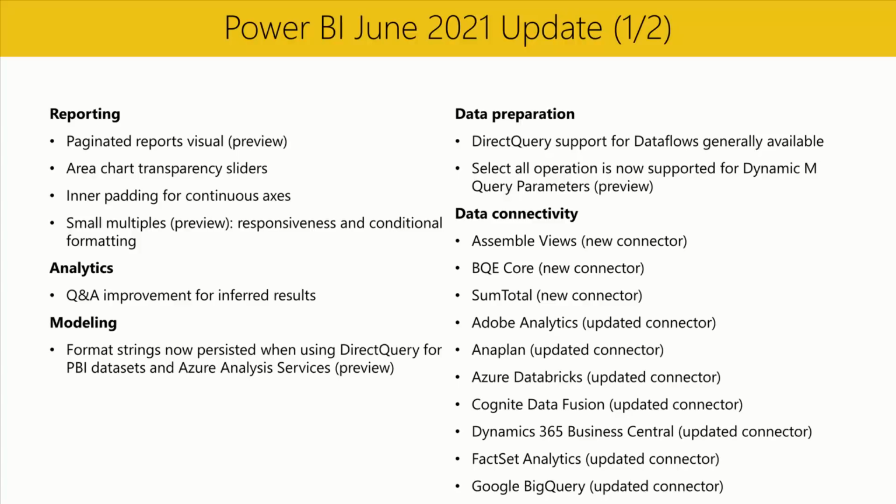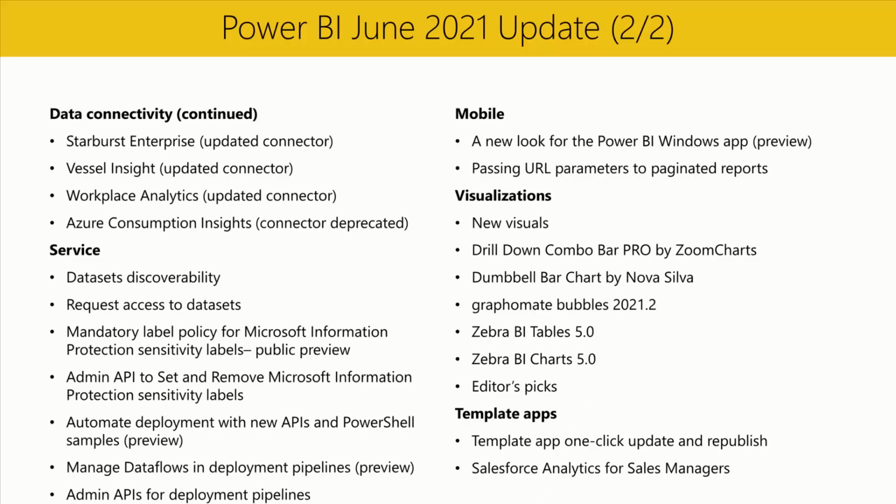Our third new connector is the Sum Total connector in Power BI Desktop. This connector will help to launch Sum Total platform OData APIs as datasets within the application. Updated connectors this month include Adobe Analytics, Anaplan, Azure Databricks, Cognite Data Fusion, Dynamics 365 Business Central, FactSet Analytics, Google BigQuery, Starburst Enterprise, Vessel Insight, Workplace Analytics, and Azure Consumption Insights connectors.